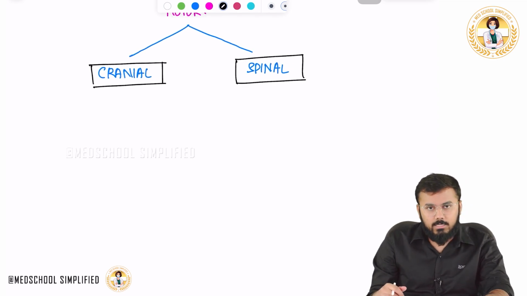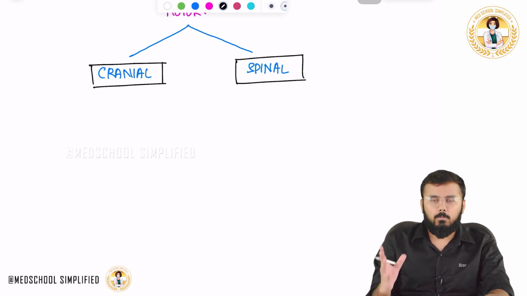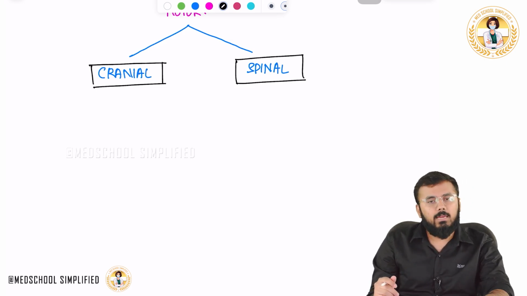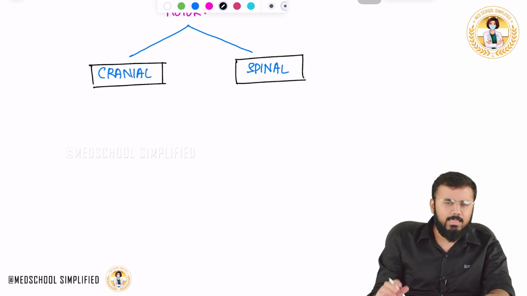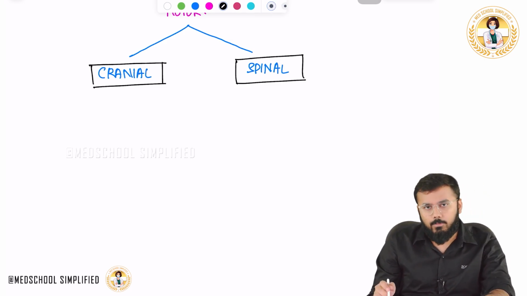Before we discuss all these things, first of all, I will draw the spinal root nerves, and later on I will draw the cranial root nerves. Cranial root, they arise from the central nervous system, that is your medulla oblongata. Spinal root, they arise from the spinal cord. That is the only difference. So, from where does this nerve arise? It arises from your medulla oblongata.